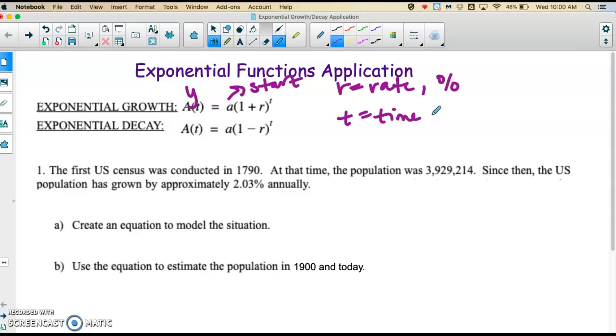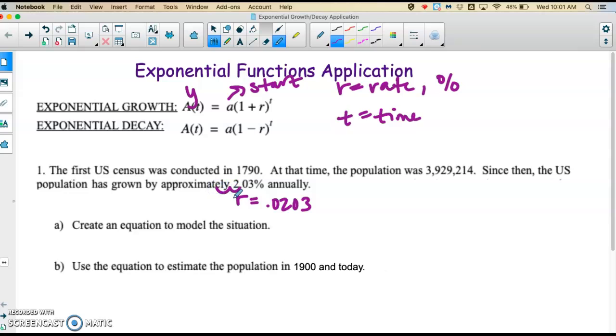So with this, the first U.S. Census was conducted in 1790. At the time, the population was 3,929,214. Since then, the U.S. population has grown by approximately 2.03% annually. So it looks like we're looking at years here. Our rate is 2.03%. So that means our rate is going to be 0.0203. We have to change this to a decimal, so we move our decimal to the left 2 spots.